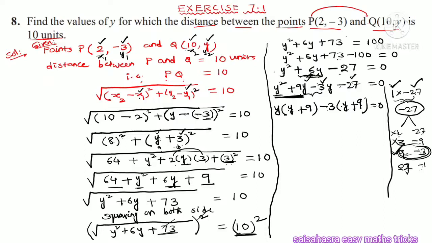To check whether your factorization is correct or not, both the brackets should be the same. Here y plus 9 is there, here y plus 9 is there. So both the brackets are the same. That means splitting the middle term is correct.